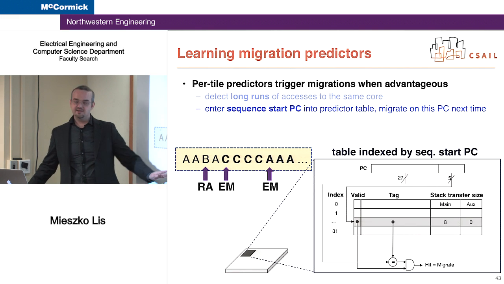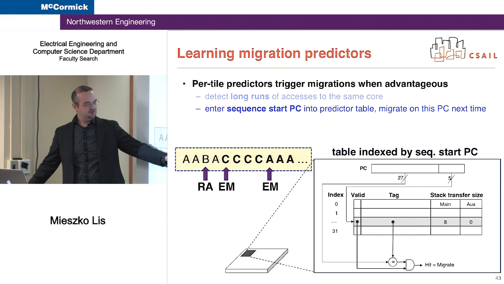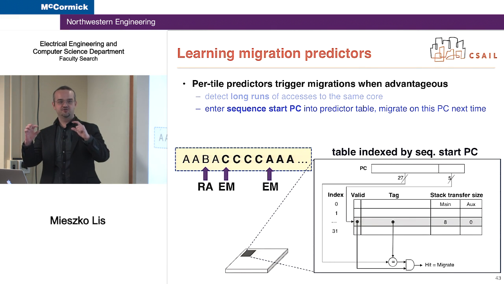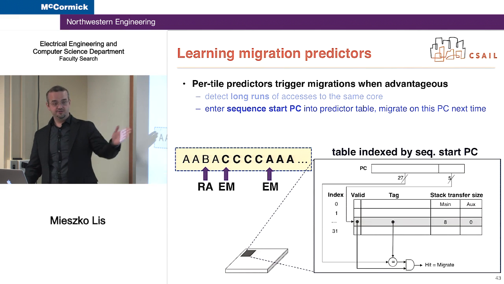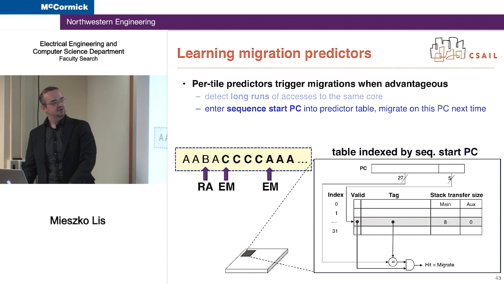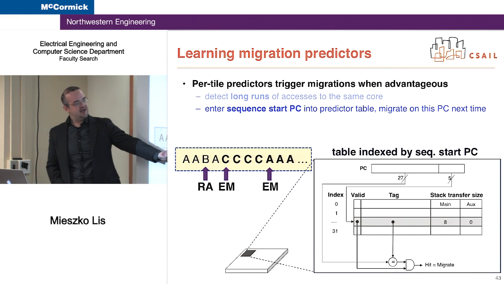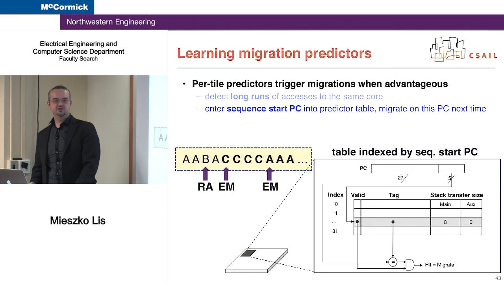The next time around, when you come to this instruction, you will look it up in the predictor, and this instruction address will be sitting in the predictor, and next time around you will migrate, and every time after that. And the key insight here is that these access patterns are highly correlated to the actual instruction that is being accessed.